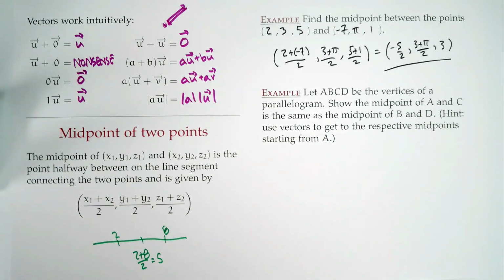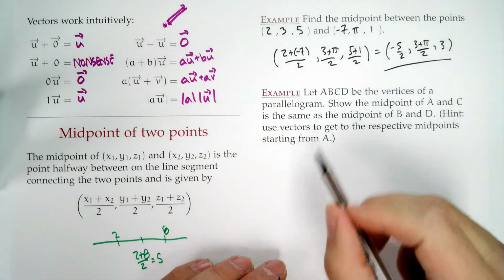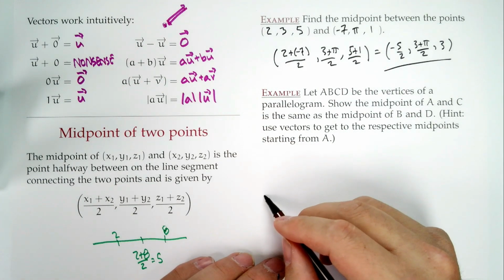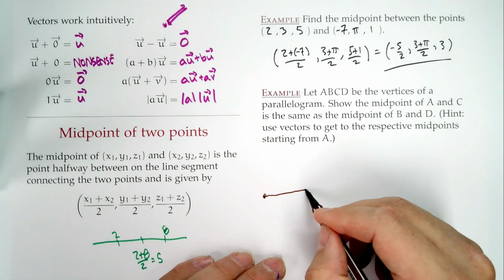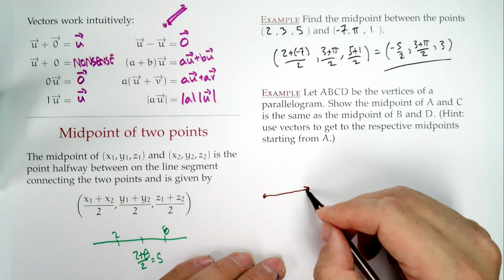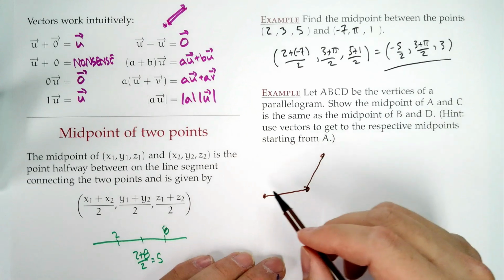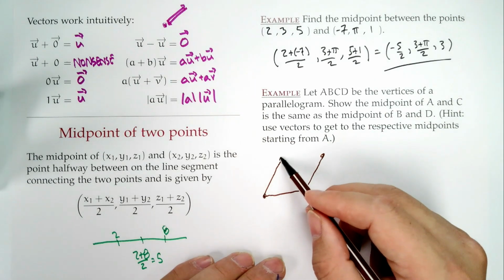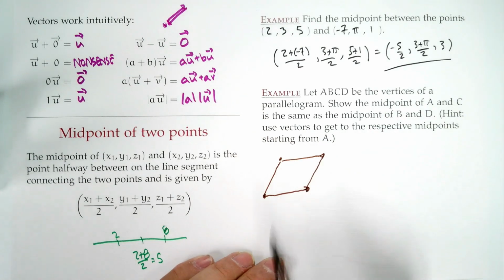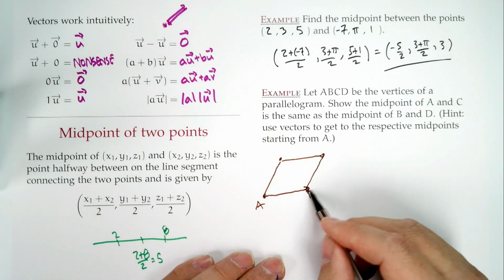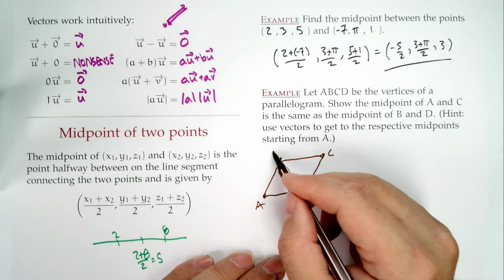All right, one last idea. Suppose A, B, C, D are the vertices of a parallelogram. Now, parallelogram means parallel sides. So we're going to draw ourselves a parallelogram, and hopefully it looks very parallelogram-like. There we go. So we have A, B, C, D.